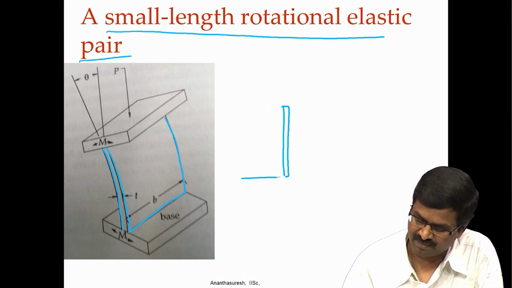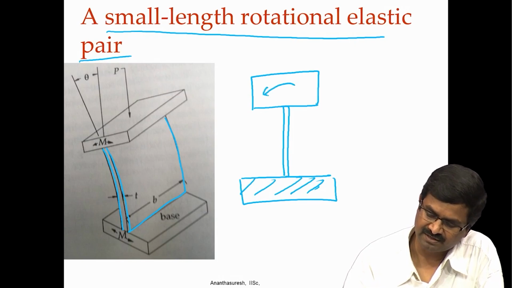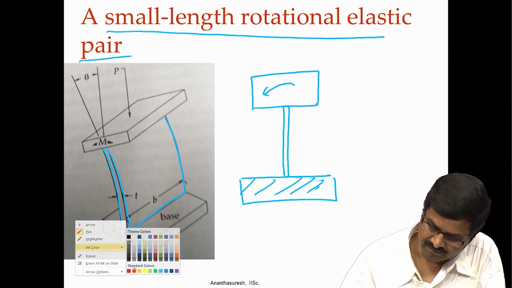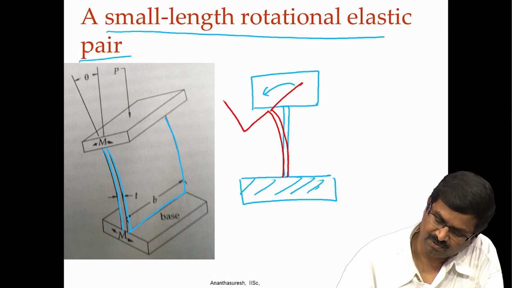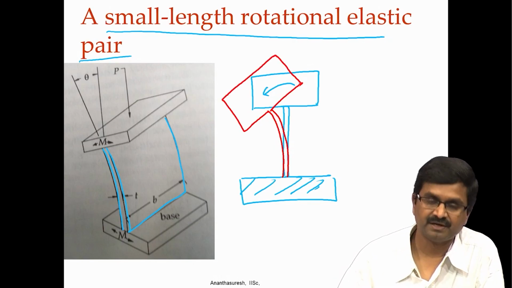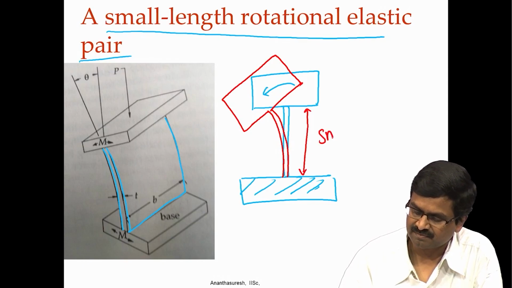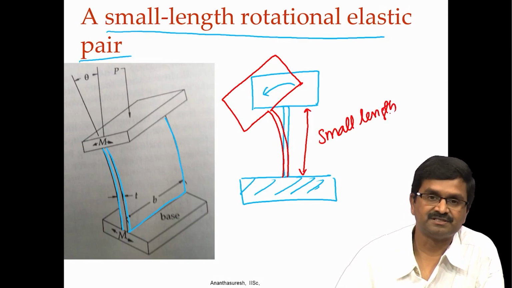Let us say this is the base, okay, and there is a relatively rigid body over here. If there were to be a movement acting on it, this is going to deflect. This is going to deflect like this. Accordingly, this rigid body portion is going to rotate. They are small length because this length is small compared to the size of the rigid bodies.